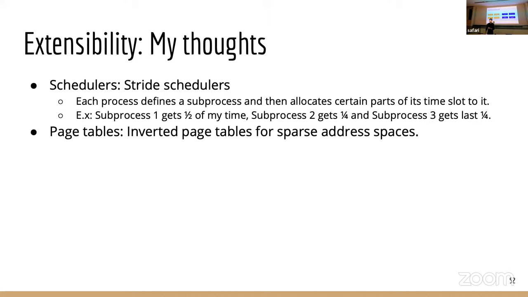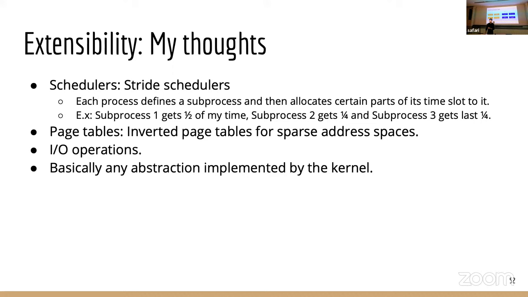Another example in virtual memory is these inverted page tables for sparse address spaces. And an idea I had for IO operations: if, for example, we have a memory circular buffer that we know will only receive data from a network and not write to it, maybe we could allocate more space for it, knowing that this process will not be sending anything out to the network. Just a small idea. And this can be extended to basically any abstraction implemented by the kernel. So anything you can think of probably has a special case in which these abstractions could be extended.